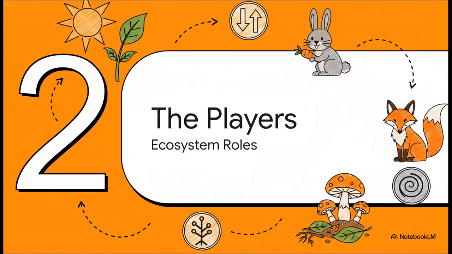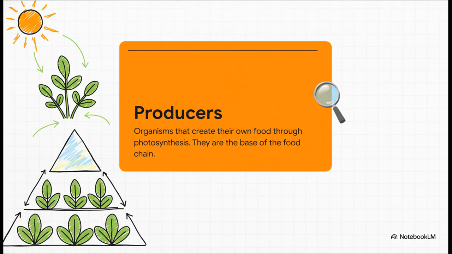All right, so now that we know the ingredients, let's meet the main players. In the living or biotic world, every organism has a very specific job to do, and they basically fall into one of three critical roles. First up, you have the producers. You can think of these guys as the power plants of the ecosystem. They're the only ones who can make their own food, usually by soaking up energy from the sun. They are the absolute foundation, creating the energy that everyone else depends on.